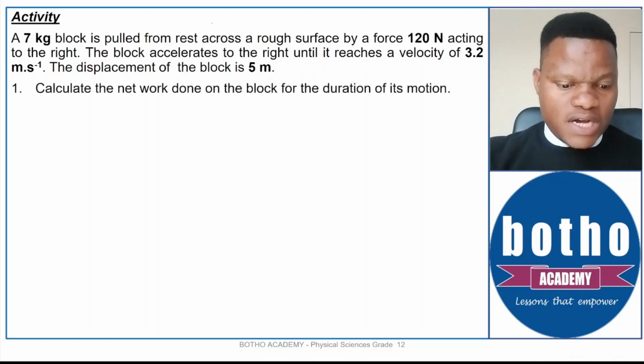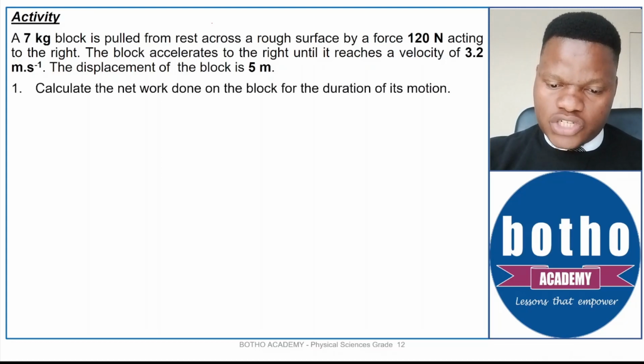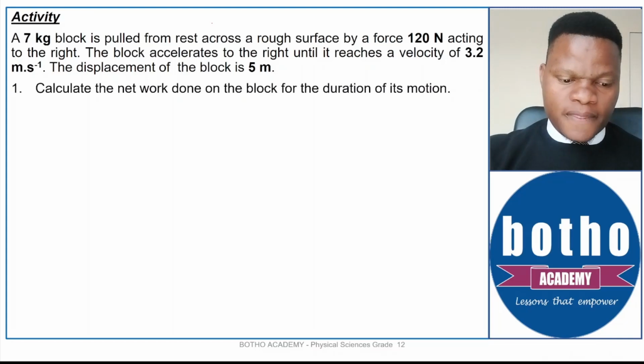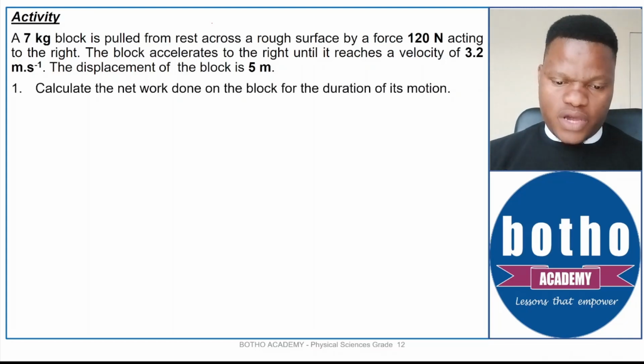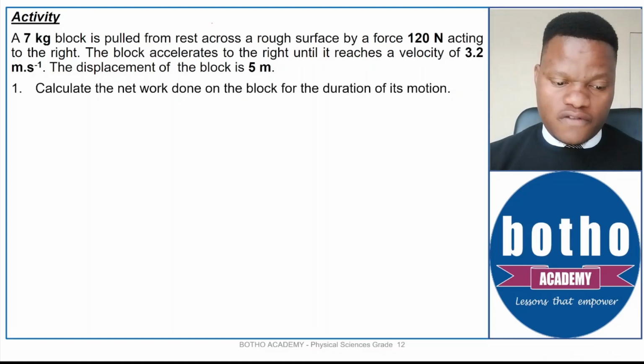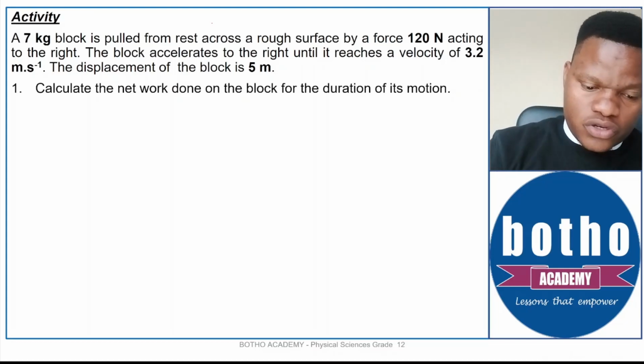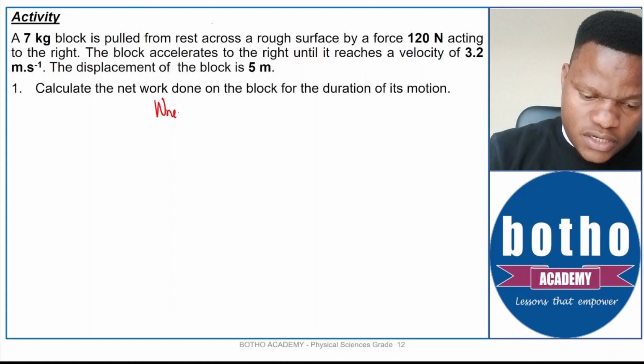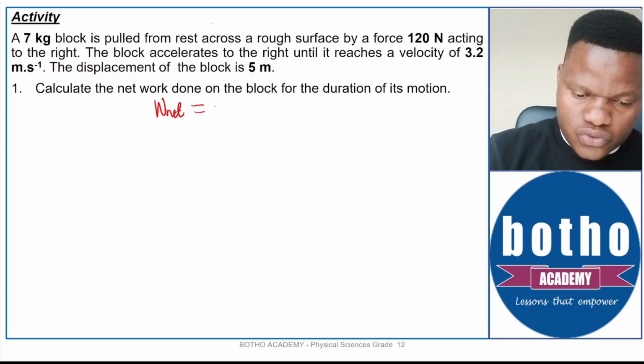What is required of us? The first question says, calculate the net work done on the block for the duration of its motion. Again, we are going to use the work energy theorem here because we have the two velocities and we also have the mass of the block. So we are going to say W net, as we did previously, is equal to delta EK.